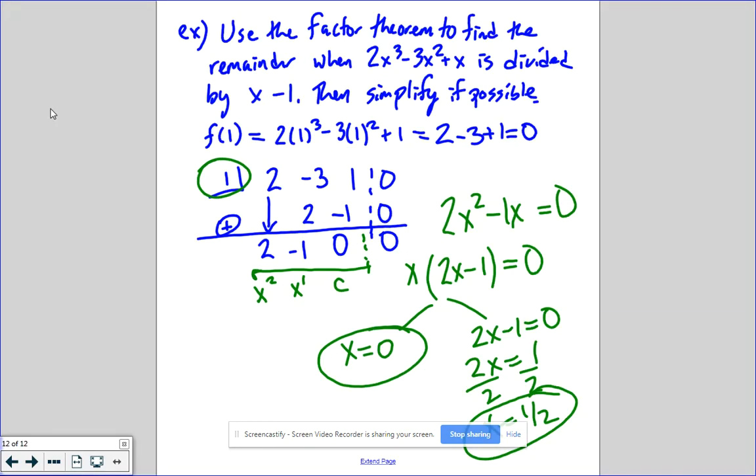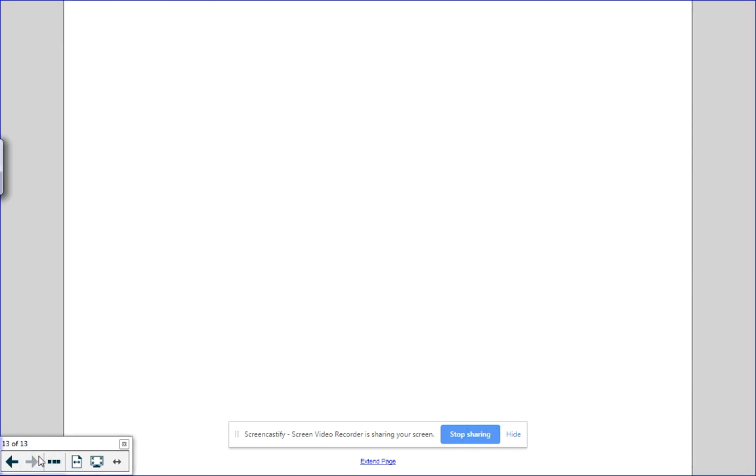Okay, here's where we left off. So okay, so we're going to do another problem where we use factor theorem to help solve a problem.